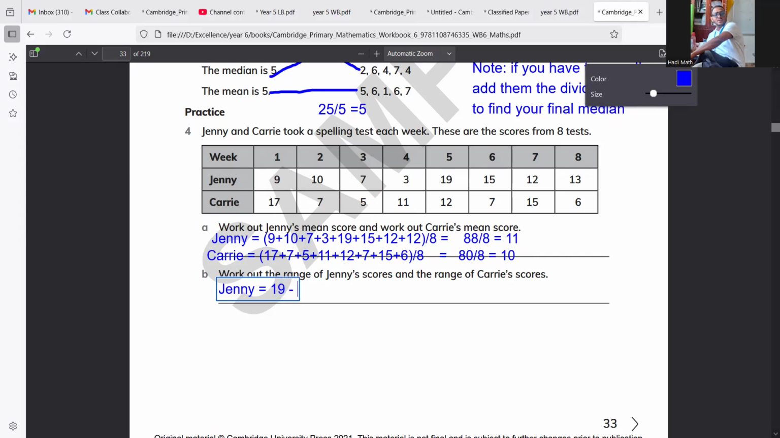Minus the lowest. The lowest one, if you look at 9, 10, 7, 3 is the lowest. There is no one less than 3. So minus 3, and that's equal to what? Is equal to 16. Let's go and find Carrie's one.